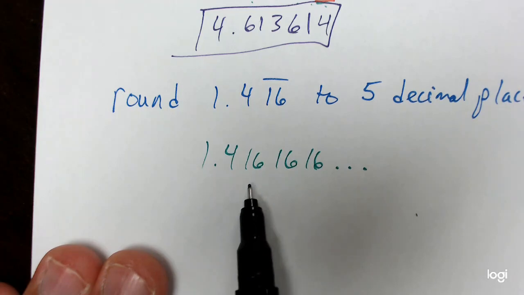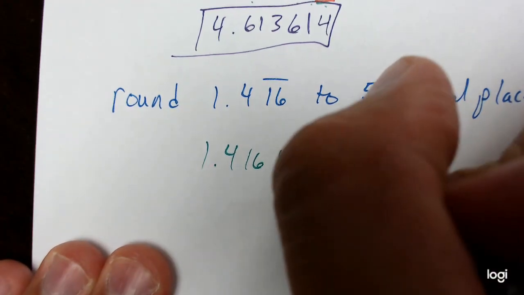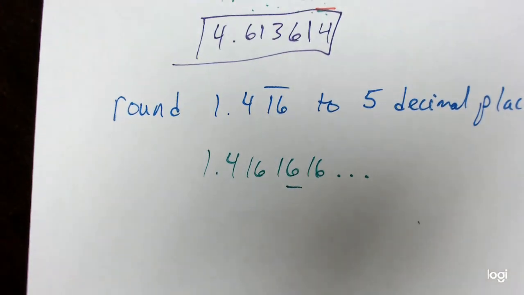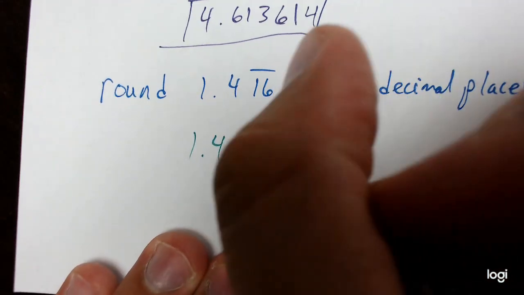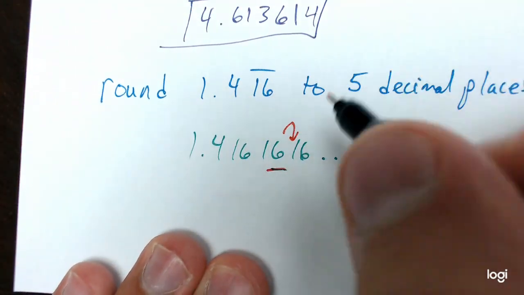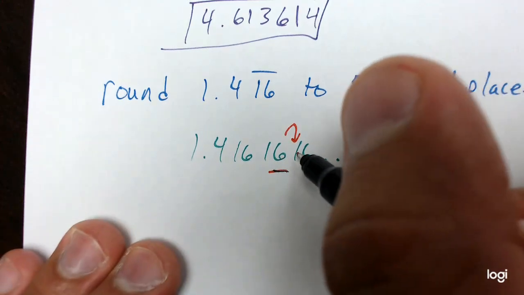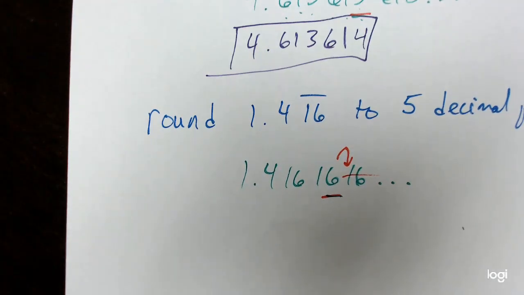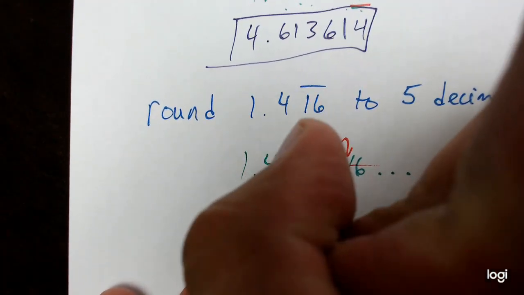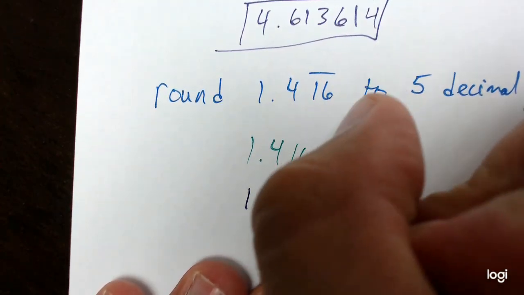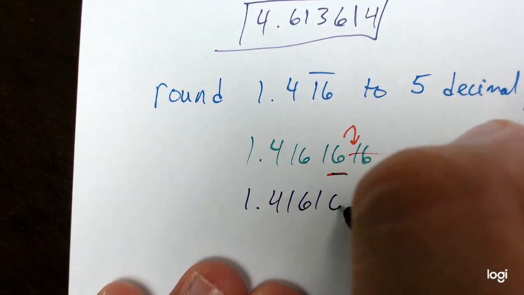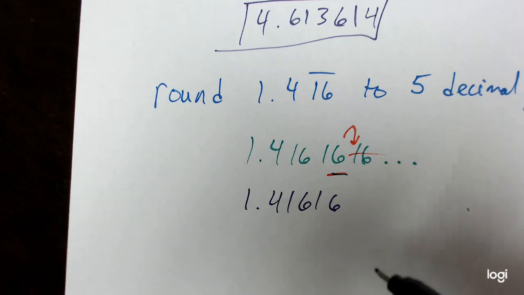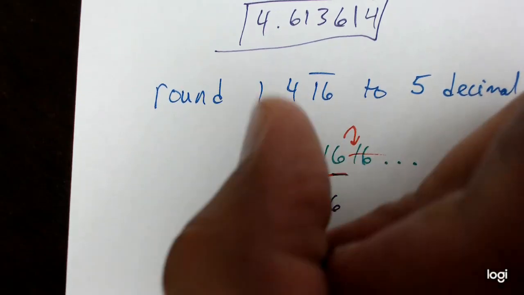Now if I have to round to 5 decimal places, that means I have to write 6 decimal places. So I've got 1, 2, 3, 4, 5. That's the decimal place I'm going to round to, which means I look at the space immediately to the right. That is 4, which is below 5, so it stays the same. So this gets cut off, and my final answer is going to be 1.41616. So 41,616 hundred thousandths. And that's my answer.